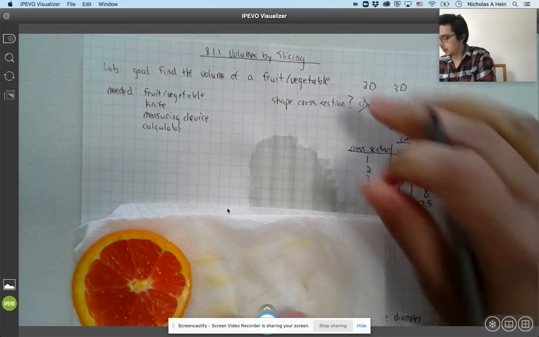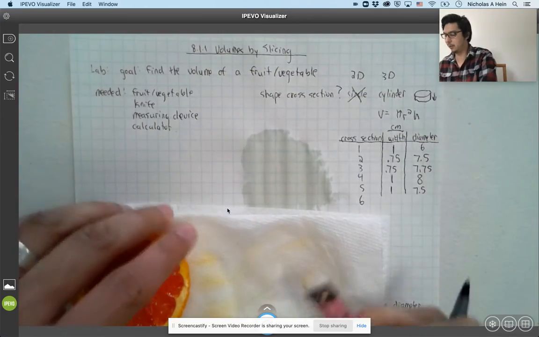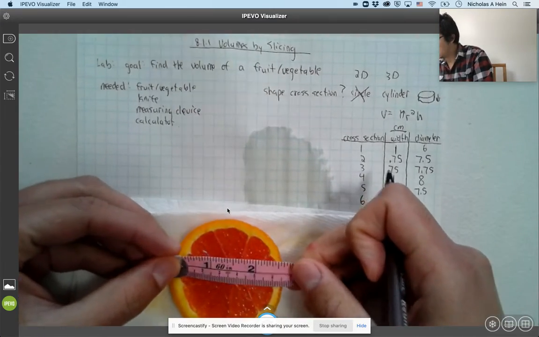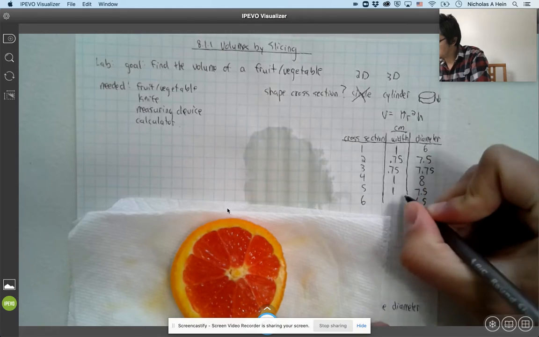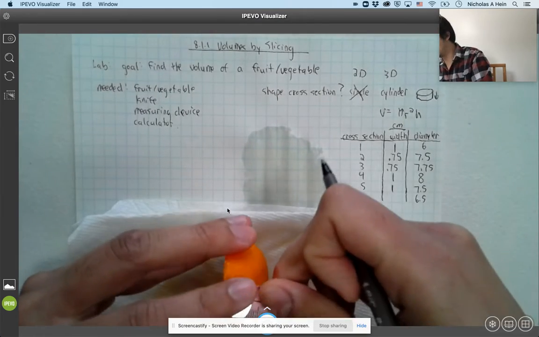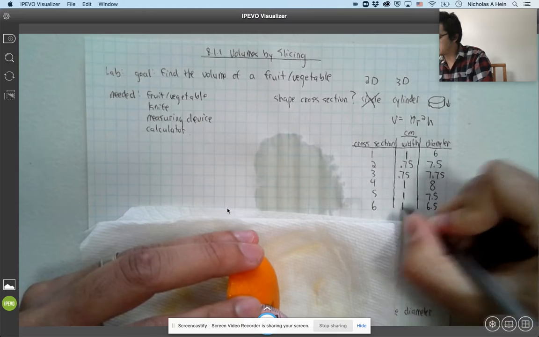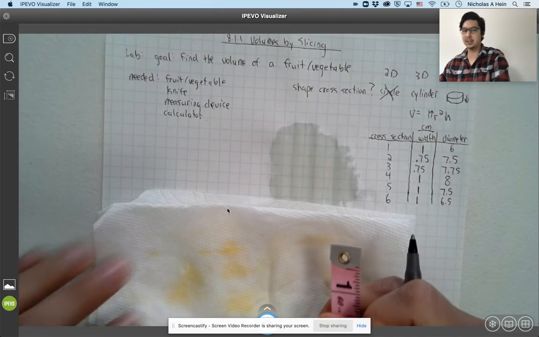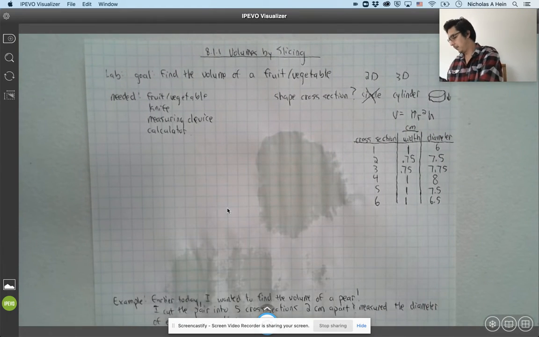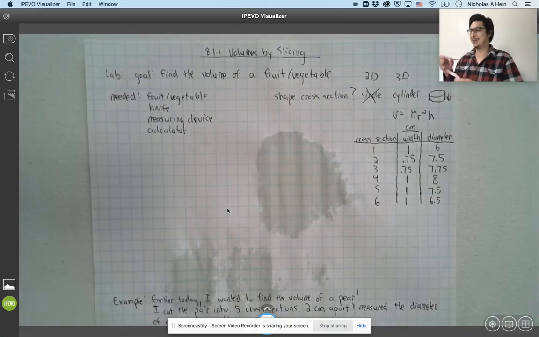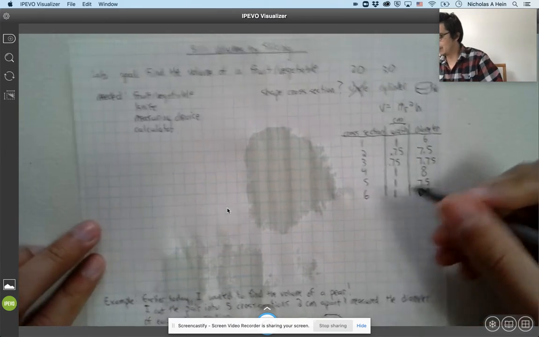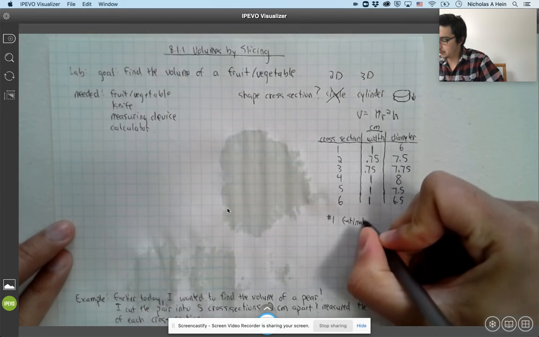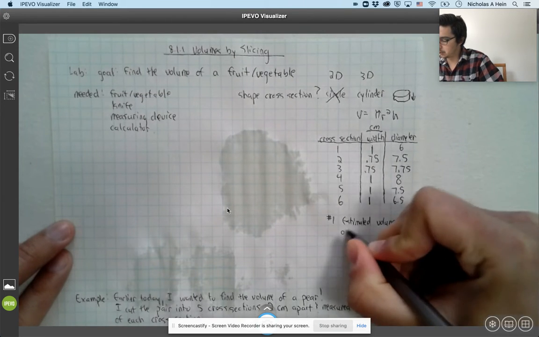And then my very last cross section for your data to calculate the volume of my Cara orange is 6.5 with a width of approximately 1 again. Okay. So that'll be the data you need to calculate the estimated volume of my orange. So your job for number one is what's the estimated volume of my orange?